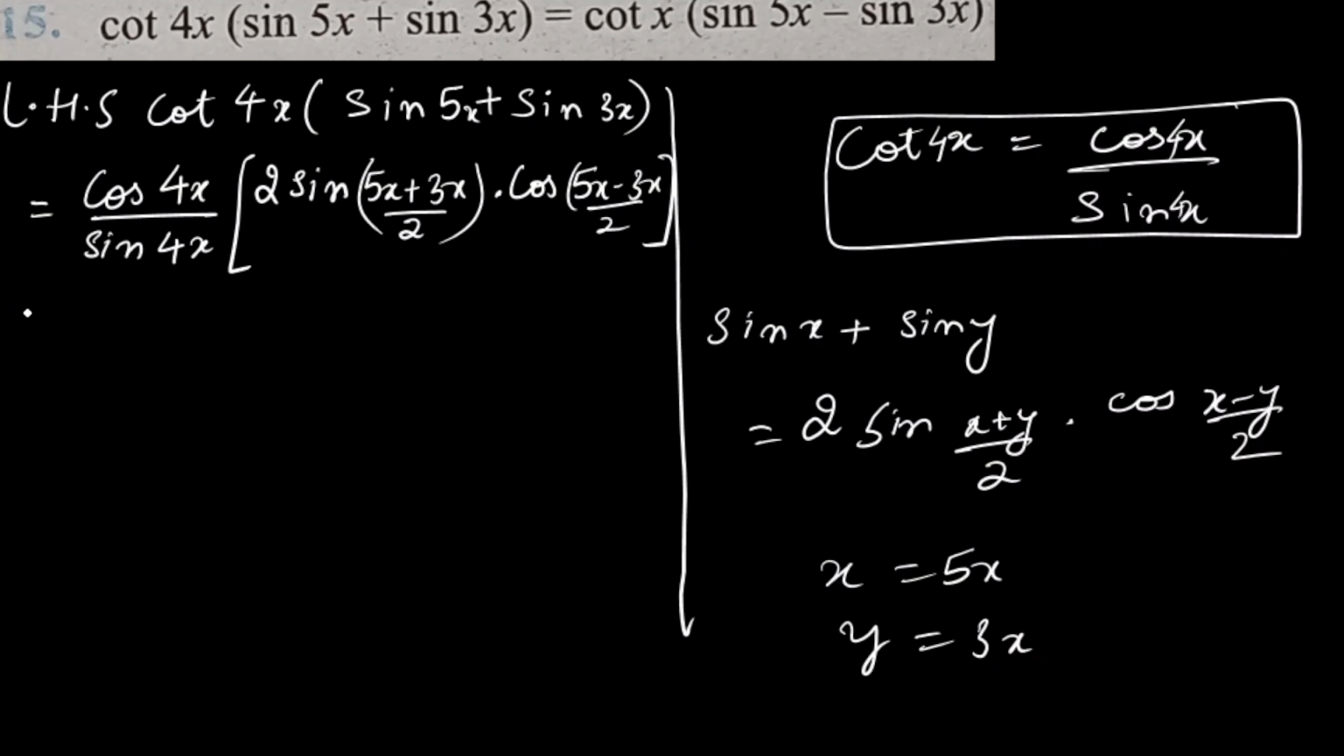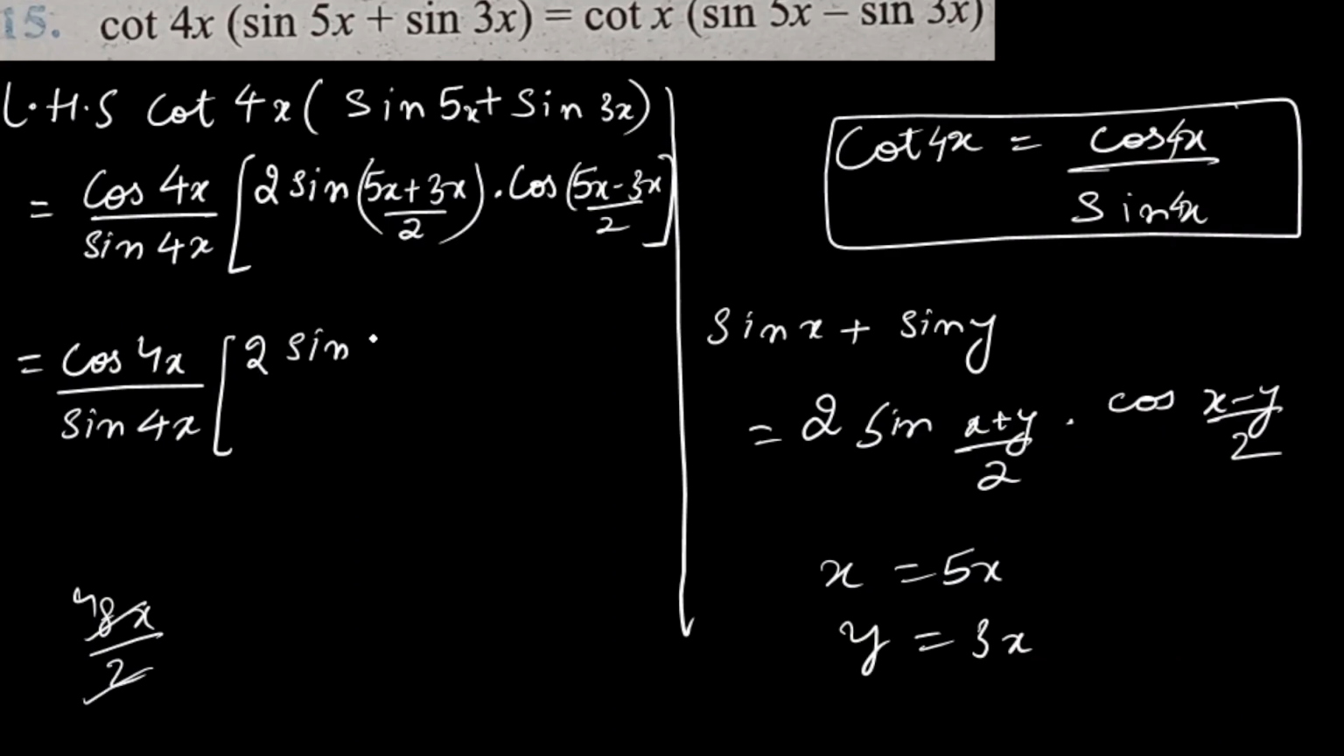Now let's simplify. Cos 4x by sine 4x as it is, 2 as it is, sine of 5 plus 3, which is 8x; 8 by 2 is equal to 4. So directly I'm going to write here sine 4x. The next one also, cos of 5x minus 3x: 5 minus 3 is 2x, and 2x by 2 is only x. So I can write it as cos x. The thing I have done is just added: 5 plus 3 became 8, 8 by 2 is equal to 4, so directly I have written it.